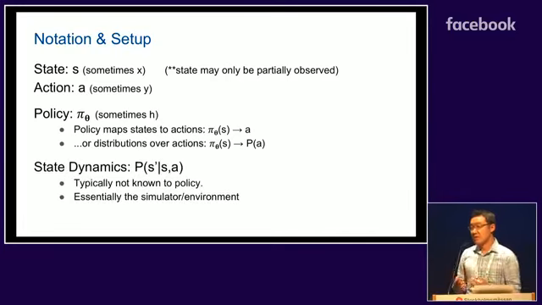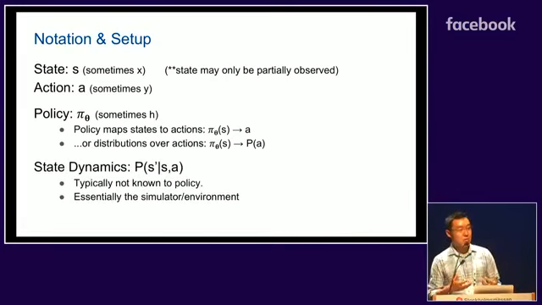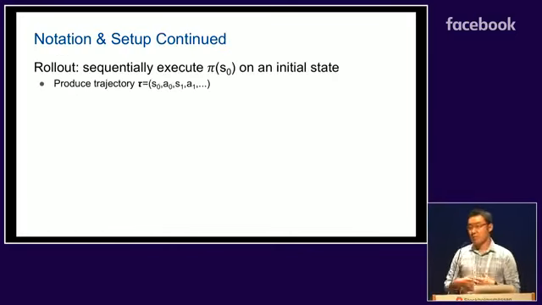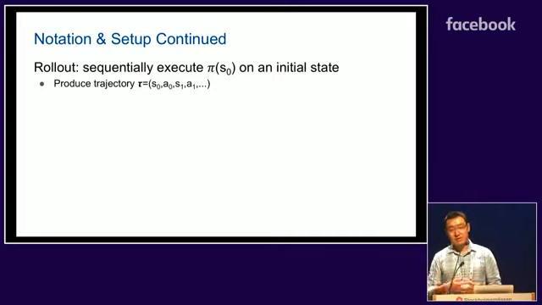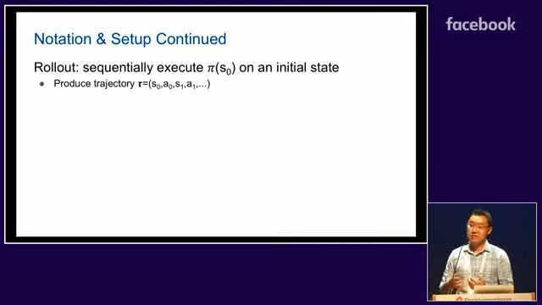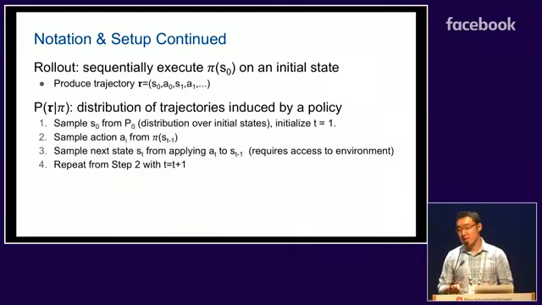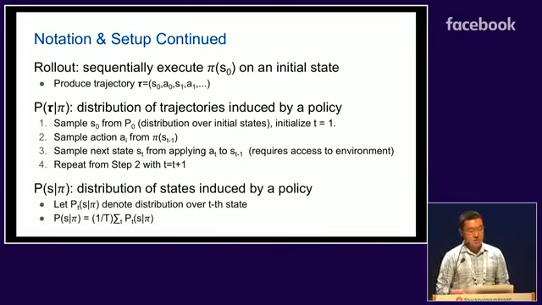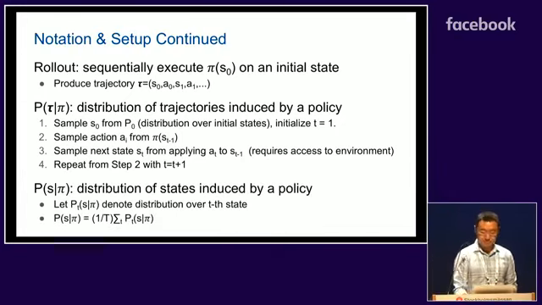And there's often also a state dynamics. This is our model, and this is basically what the simulator or the environment is, which is basically the next state given an action applied to the current state. There's a concept known as a rollout, which is basically sequentially executing the policy from some initial state to collect the trajectory of state action pairs. We could talk about distributions over trajectories, which depend on the randomness of the policy and the randomness of the state dynamics. And we could talk about state distributions as well.